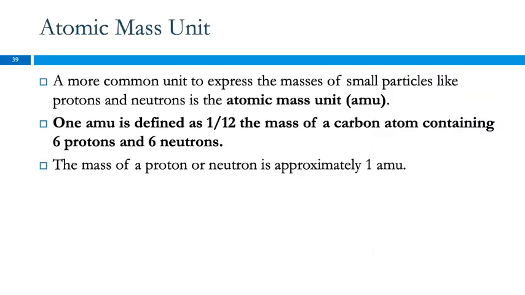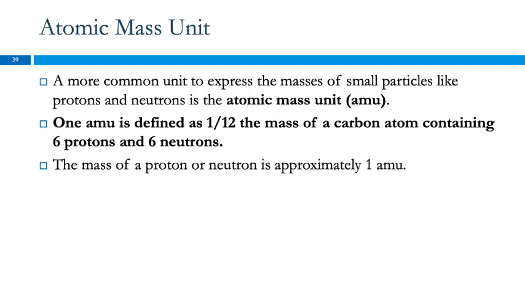So we made up a unit. And again, all units are made up. So this unit is called the atomic mass unit. It's not very creative, but it is very descriptive. It's a mass unit for measuring the mass of an atom. It's abbreviated AMU, and we pronounce that AMU.